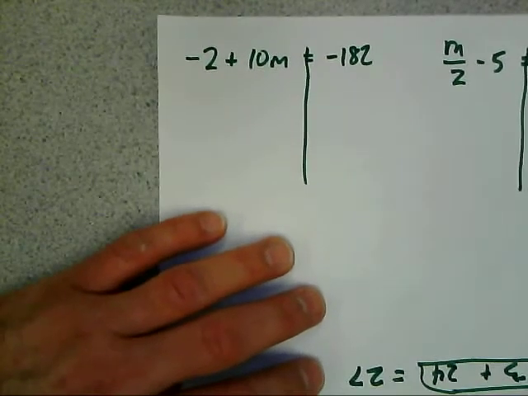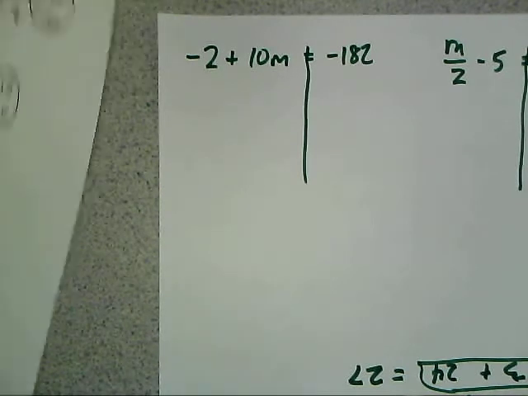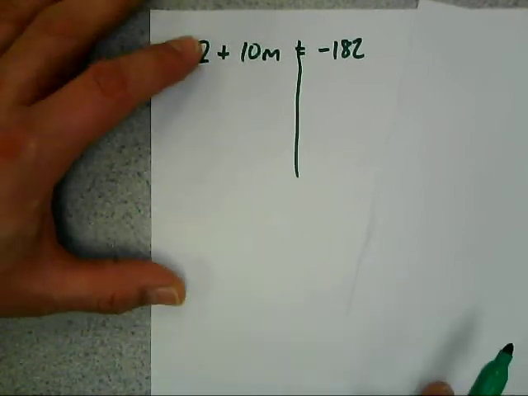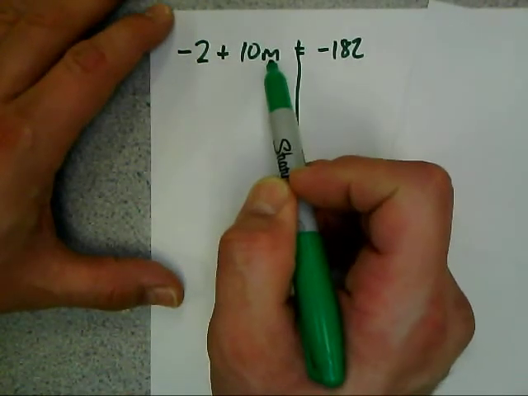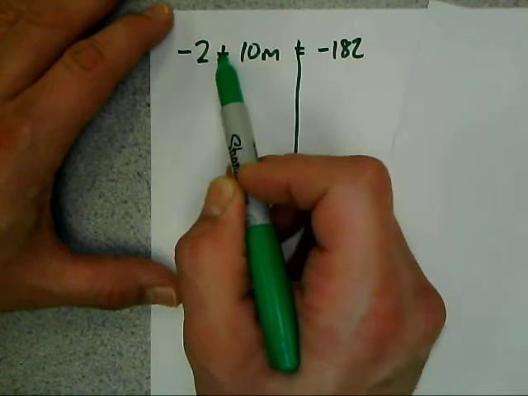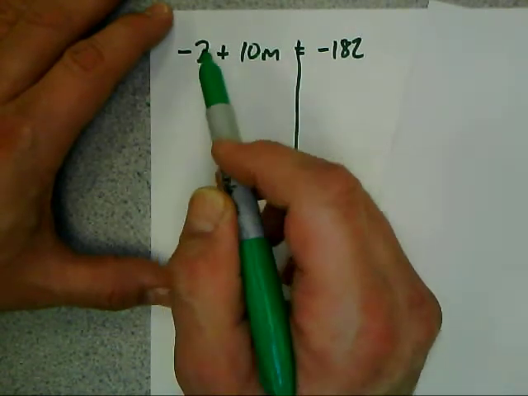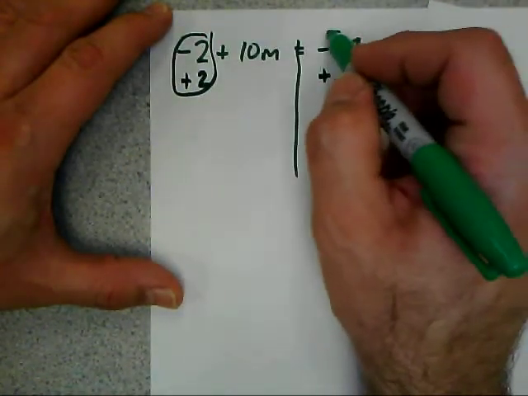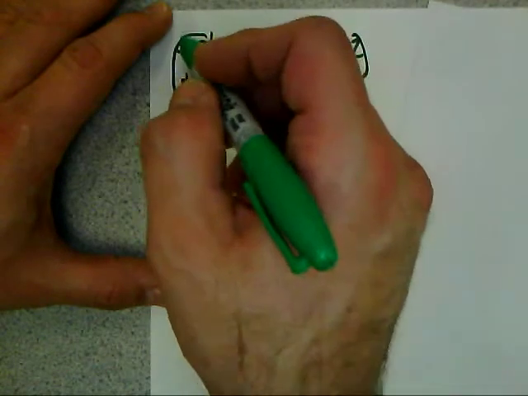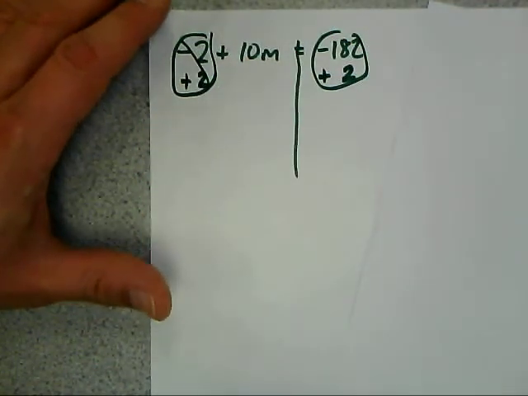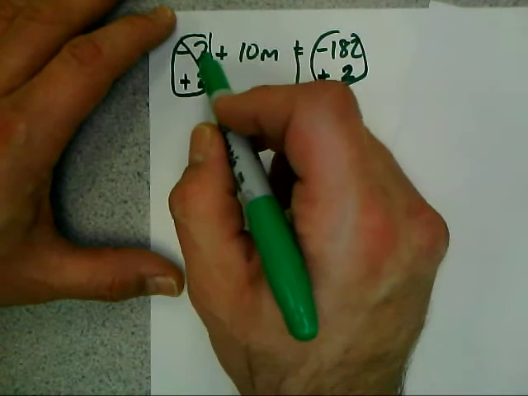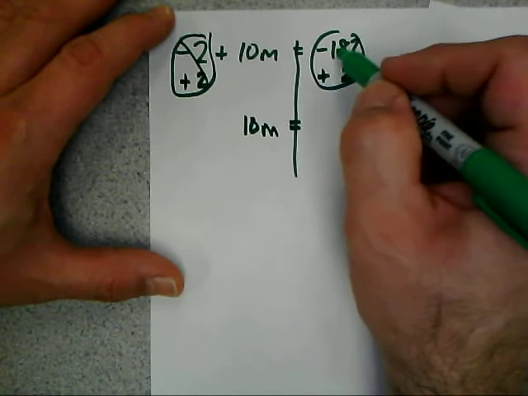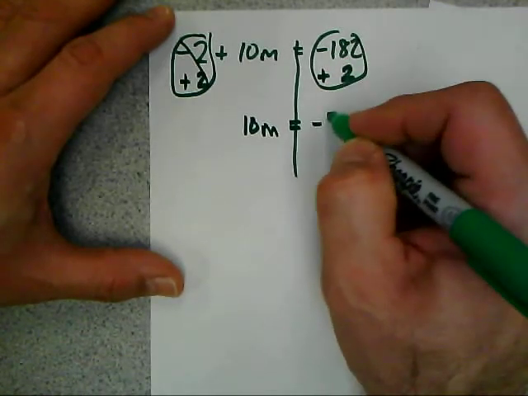So let's look at this one. Put that over that, so you're not looking at it. All right, so what's added or subtracted to the variable? Here's the variable. We're talking about 10 or negative 2. Well, it's negative 2 plus m, and it's 10 times m, so it's this one. So we're going to add 2, do its opposite operation. What we do on one side, we do on the other side. So if we add 2 over here, we have to add 2 over here. And these are opposite operations, therefore they're gone, or they equal 0. 0 plus 10m is 10m. So we have 10m equals, and negative 182 plus 2 is negative 180.